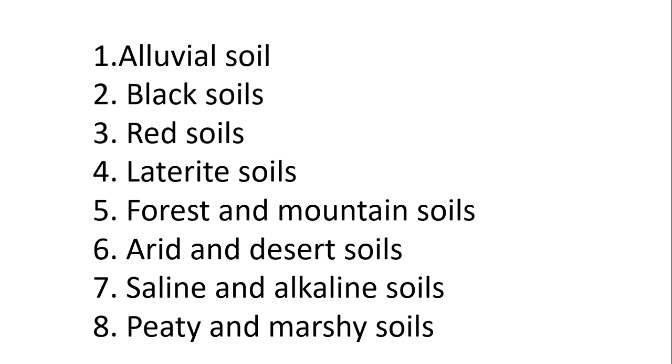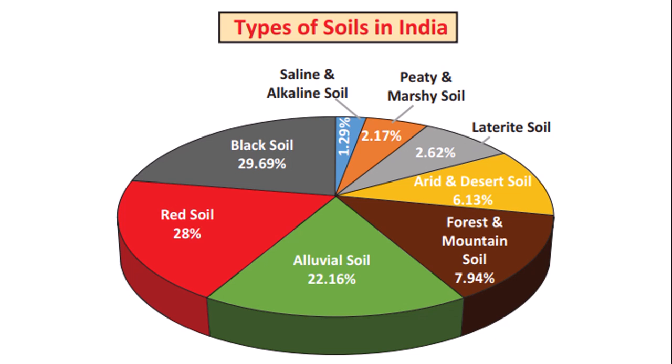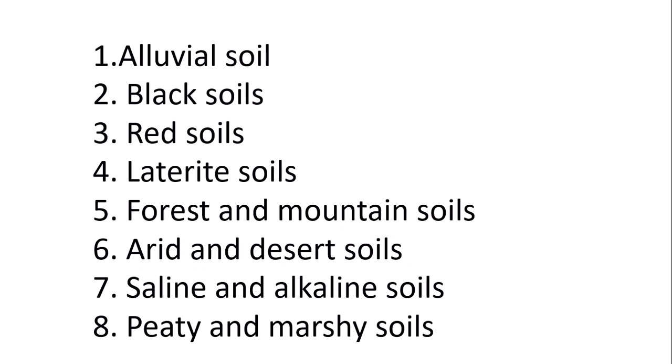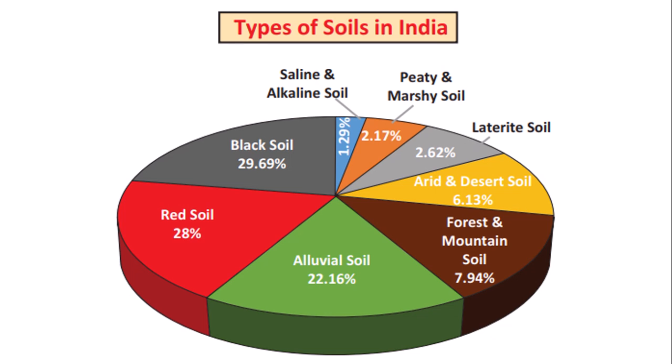We have a total of 8 types of soil here: alluvial, black soil, red soils, laterite soils, forest and mountain soils, arid and desert soils, saline and alkaline soils, peaty and marshy soils. So first of all, we'll see about alluvial soil.